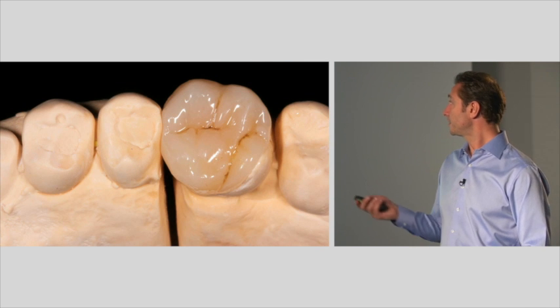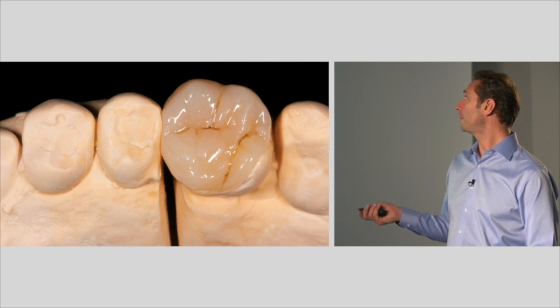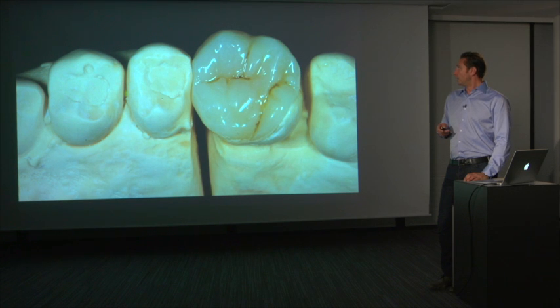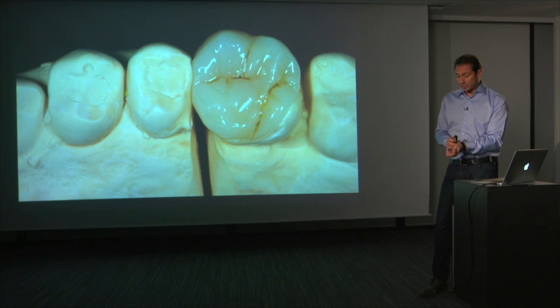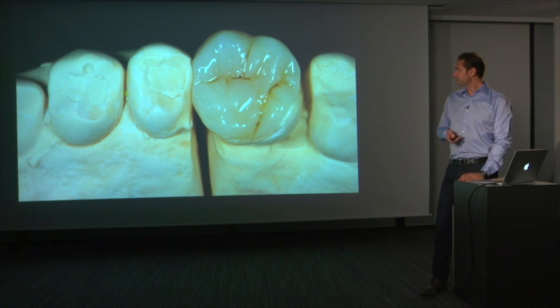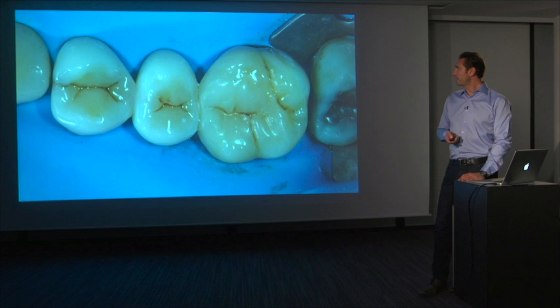So this is an example of the indirect restoration made out of composite. It's G-aenial Posterior, and you see it immediately bonded, integrated, and also integrated with the direct beautiful restorations in the premolars.